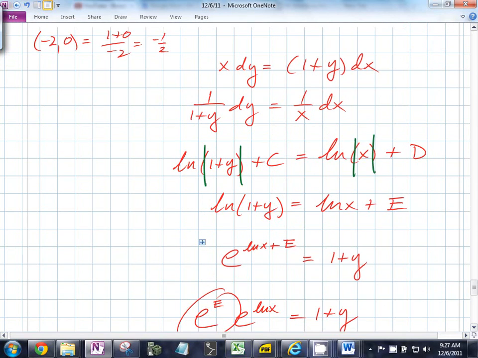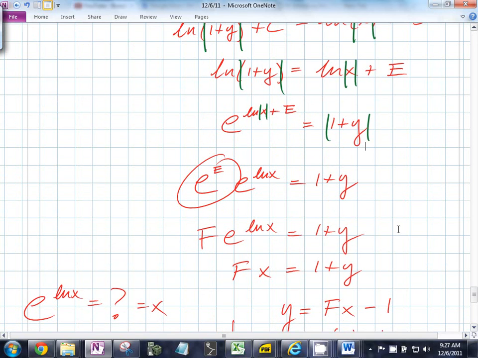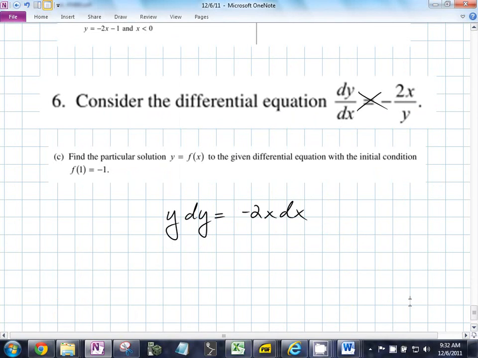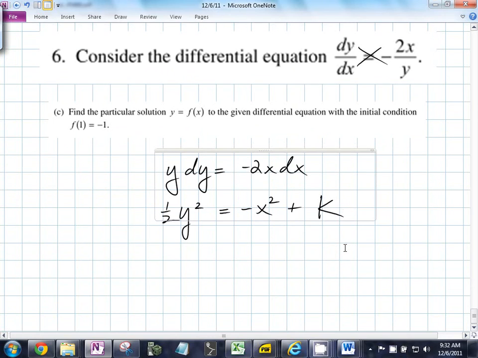What do you get? 1/2 y squared is equal to negative x squared plus what? K. Is that correct? Excellent. And do you have to isolate y here? We don't have to. What do we really want to solve for? K. We know that f of 1 is negative 1, right? So 1/2 of negative 1 squared is equal to negative 1 plus k. So what's k equal? 1/2.